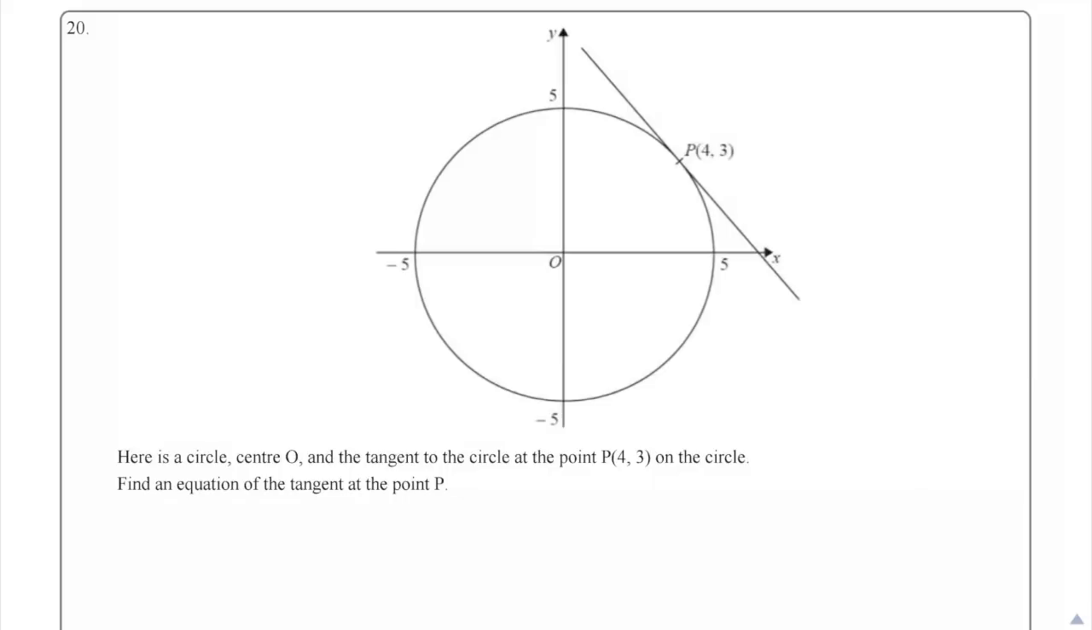Question 20. Here is a circle, centre O, and the tangent to the circle at the point P is 4, 3. On the circle, find an equation of the tangent at the point P. Right, so to find the equation of the tangent, we know that the tangent is a straight line. So it's going to be in the general form y equals mx plus c.